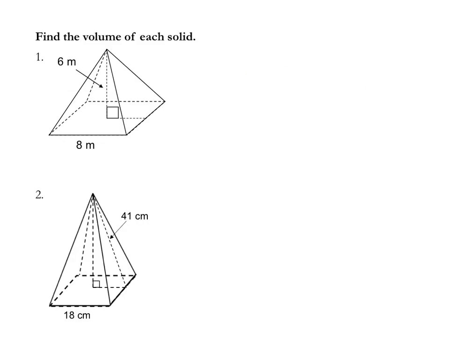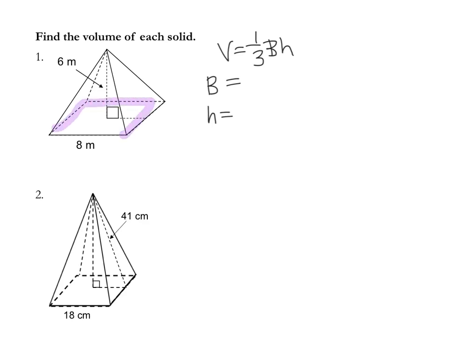So first example is a pyramid. I'm going to go ahead and write out the formula. It says 1/3 big B times H. So then I just need to find those two things. I need to know big B and I need to know H. Big B, remember, is the area of the base. I'm going to go ahead and highlight that.